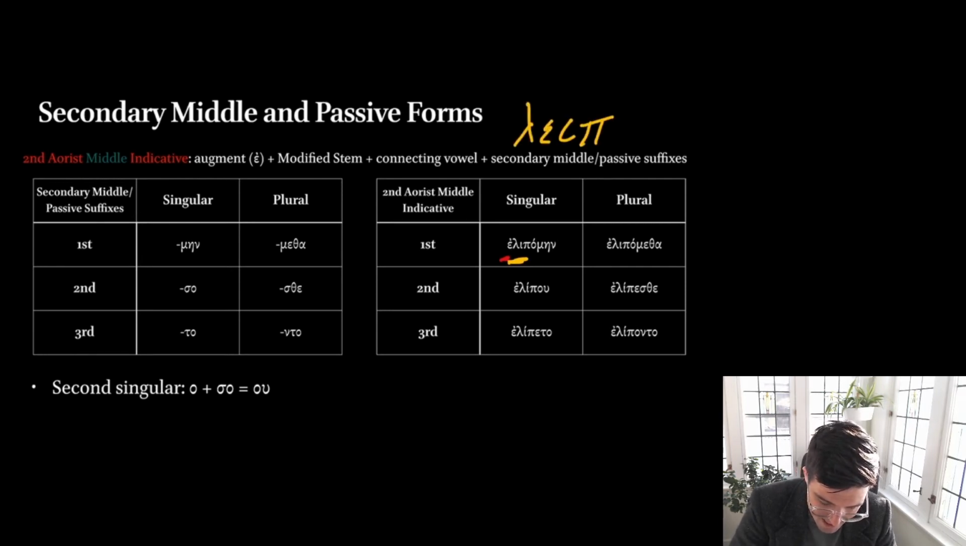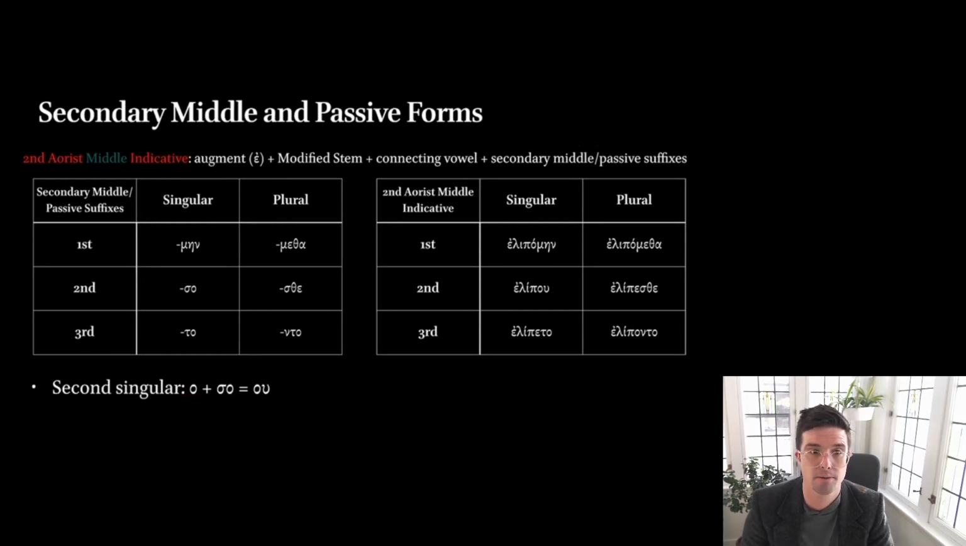Remember, the present active indicative form is lapo. Then we get the connecting vowel omicron here, or down here it's going to be epsilon, and then those secondary middle passive suffixes added right on here. And then once again, we have changes going on in the second person singular. It's the exact same change that we saw with the imperfect middle and passive indicative, where this sigma drops out, and the two omicrons contract with one another to form oo here.